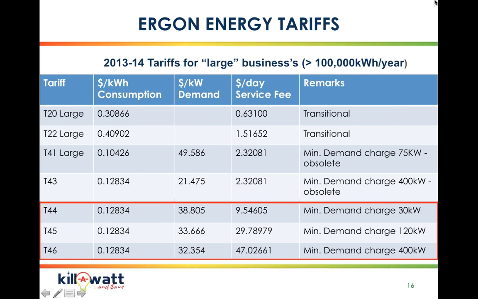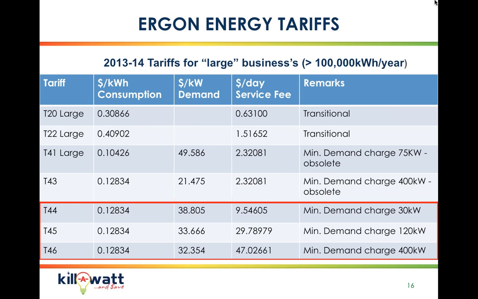Okay, now we look into Ergon large tariffs. There are transitional and obsolete tariffs, and the main tariffs that people will be on will be Tariff 44, 45, and 46. These all have a very attractive low kilowatt hour consumption rate, but then you are slugged with a very high kilowatt demand rate. So this is your peak demand. For example, if all your air conditioning turns on at 8 o'clock in the morning and your power spikes up to 100 kilowatts at that particular time, then you will be charged 100 kilowatts throughout that month.